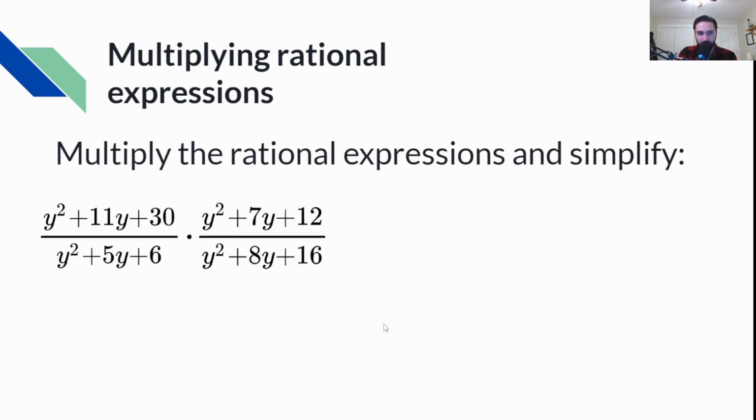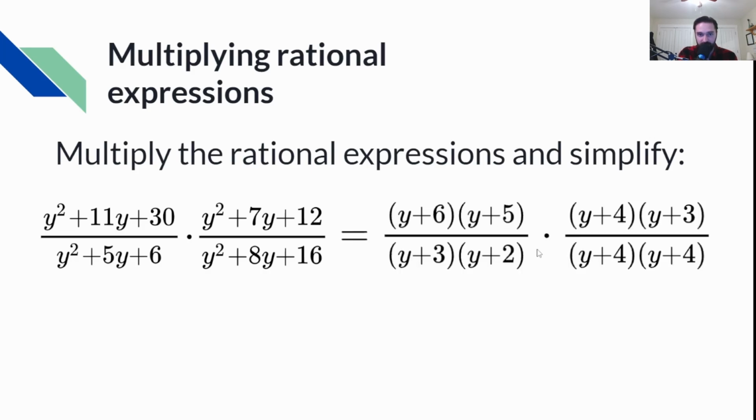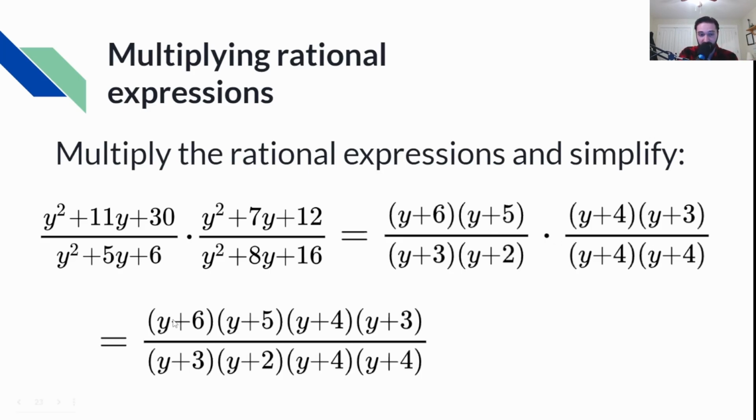Let's try another one. Here, we see that we have 4 trinomials. So these are all factorable, and since they're factorable, that's what we want to do for our first step. We just want to factor each piece, and we get this. So now we're multiplying these fractions, so we'll bring them together in one big fraction.